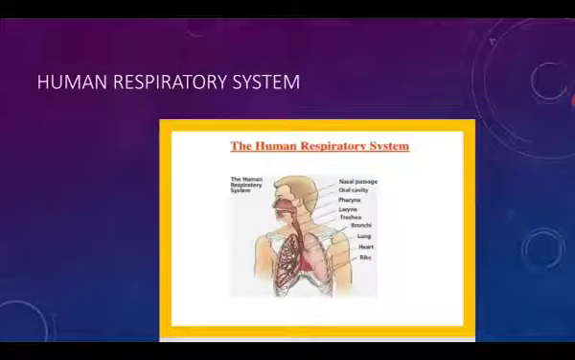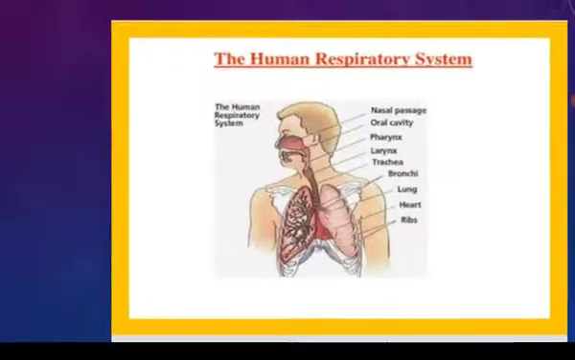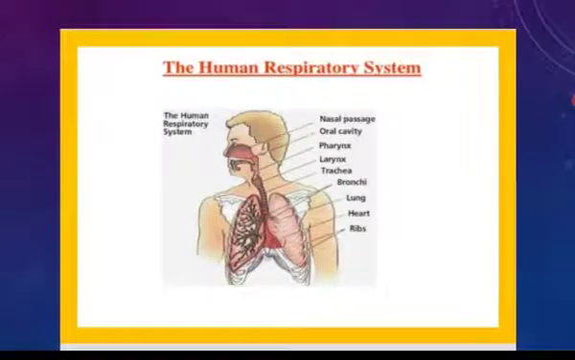Now, for respiration in human beings, we have to study the human respiratory system. In this figure, you are seeing that atmospheric air enters the human body through the nose or mouth. Here is the nasal passage, after that the oral cavity. This goes down to the pharynx. The pharynx also goes down to the larynx. The larynx enters into one pipe that is called the trachea. This is also called the windpipe.